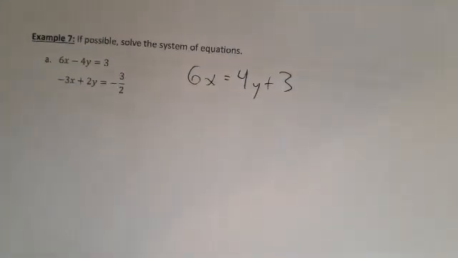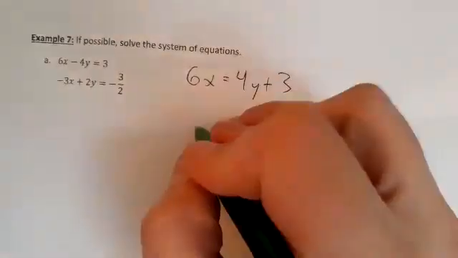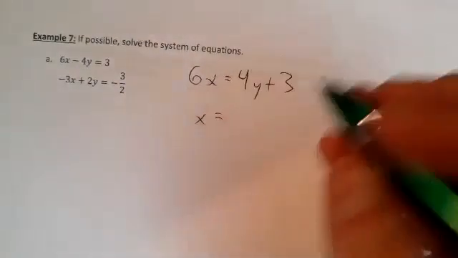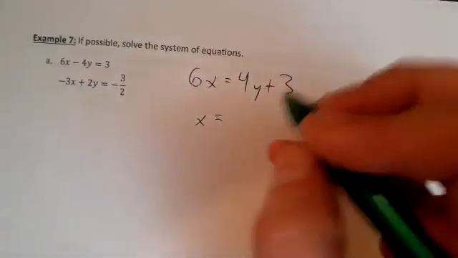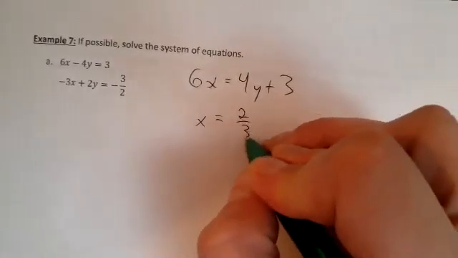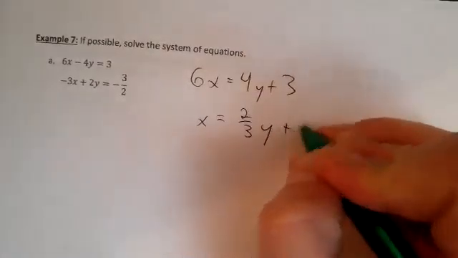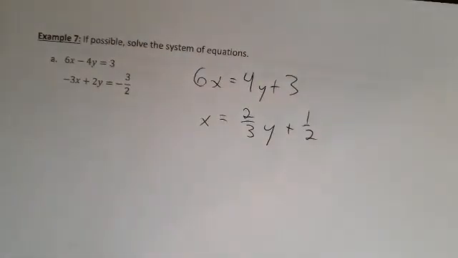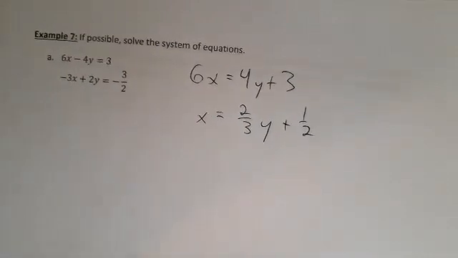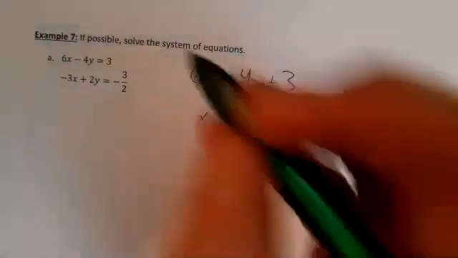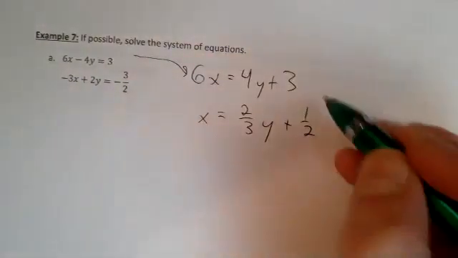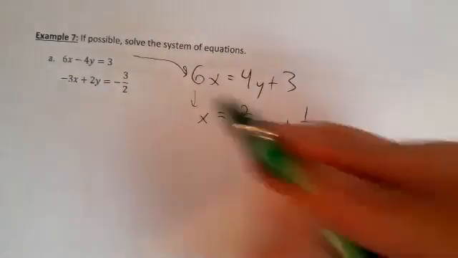So if I add the 4y over, I divide by 6. This gives me 4/6. I'm going to do a little bit of simplifying. 4/6 is the same thing as 2/3. 3/6 is the same as 1/2. So that went to that equation. This went to this equation.